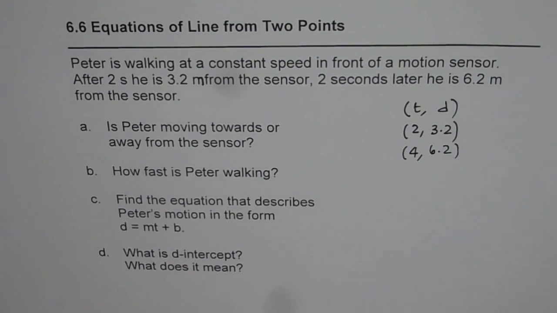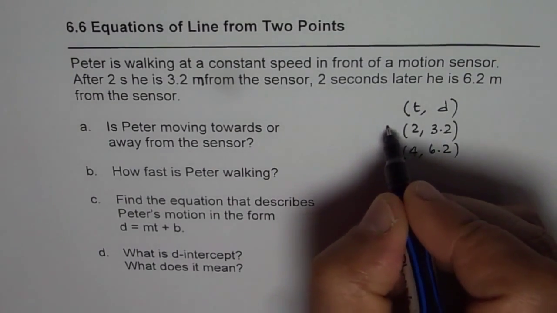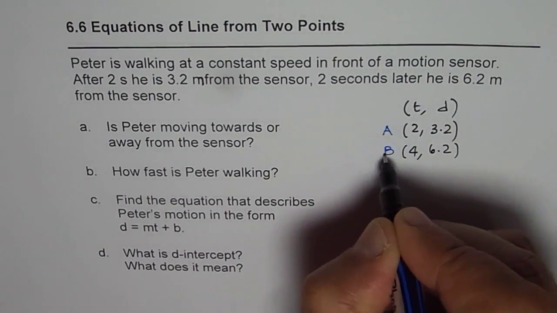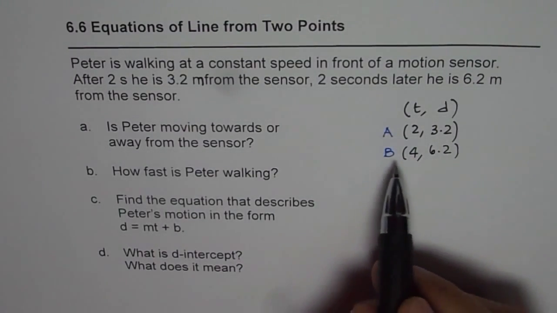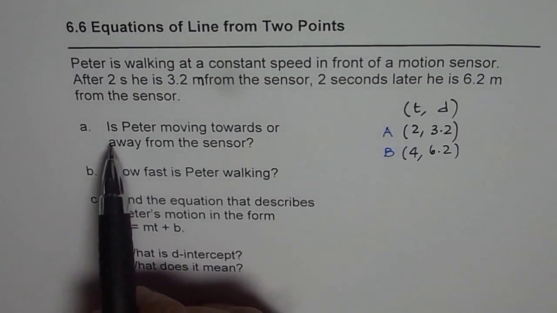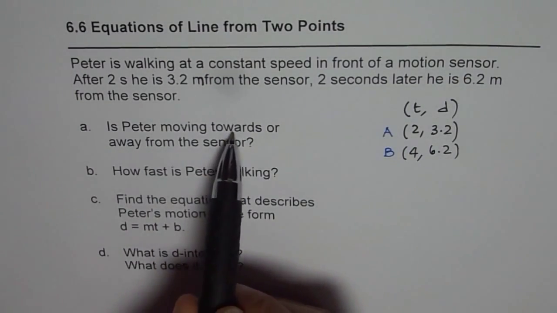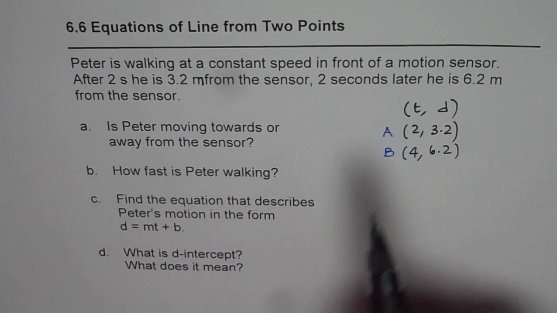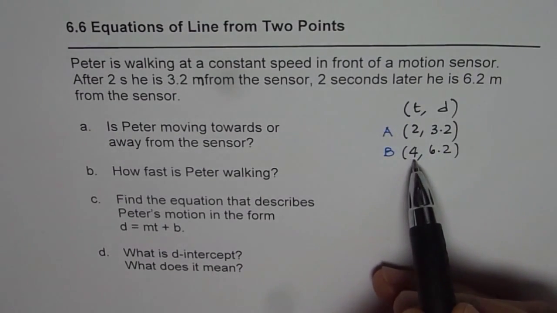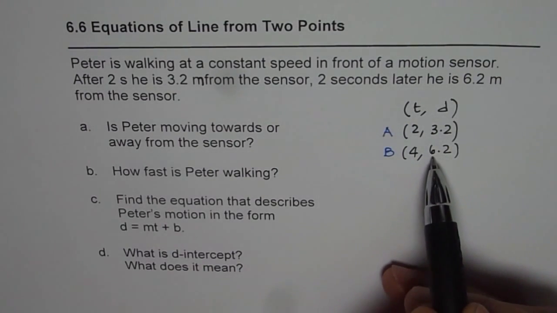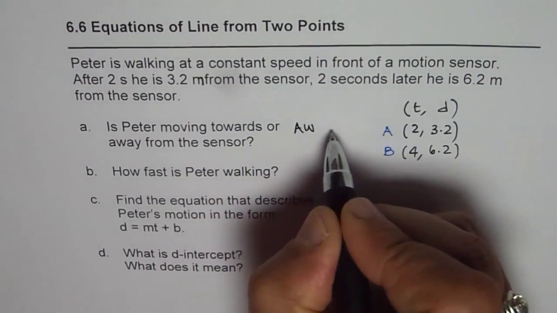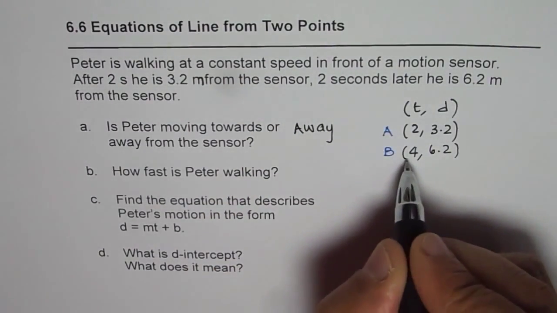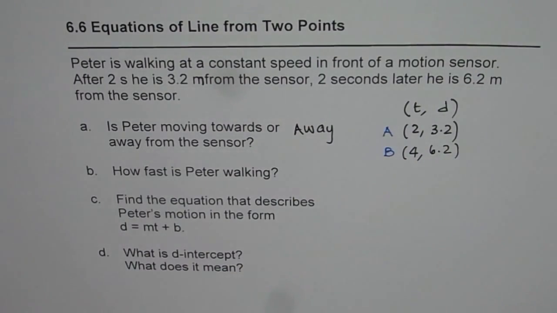So I hope you appreciate this concept, right? How to get your coordinate points and how to relate them to the given situation. Now let's look into the question. Is Peter moving towards or away from the sensor? We can see as the time went by, the distance increased. So he moved away, correct? So the answer is he moved away since the distance increases with time.